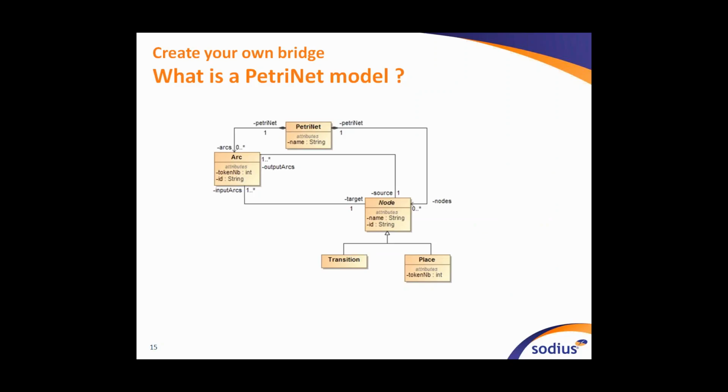So what I've done is I've created the PetriNet model in MagicDraw. I have 5 classes: PetriNet, arc, node, transition, and place. The classes have attributes: PetriNet has a name, an arc has a number of tokens and an ID, and a node has an ID. A transition and a place, which are kinds of nodes, have a name and ID because they inherit from node, and a place has a number of tokens. And of course you have the relations between the elements: a PetriNet has several arcs, a PetriNet has several nodes, and a node has some output arcs and some input arcs.